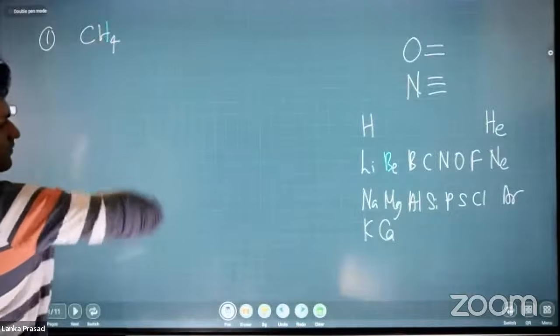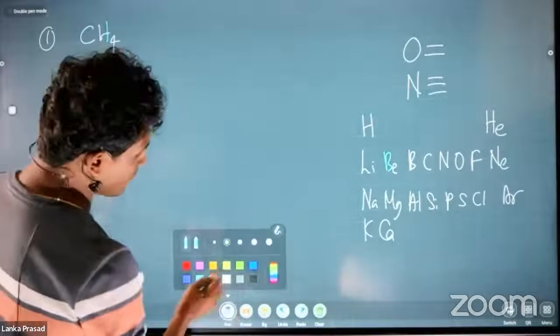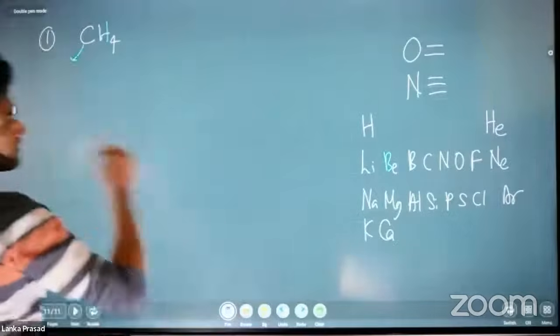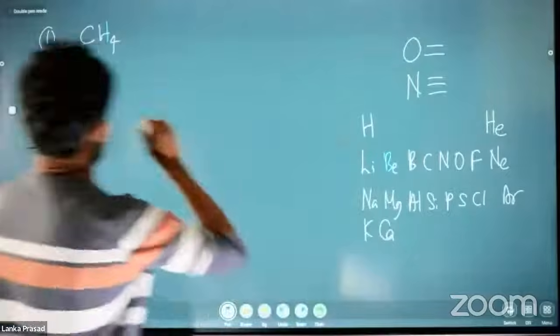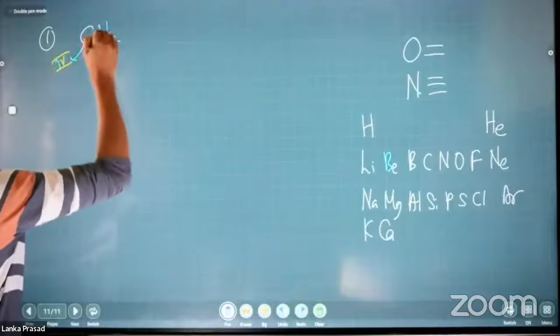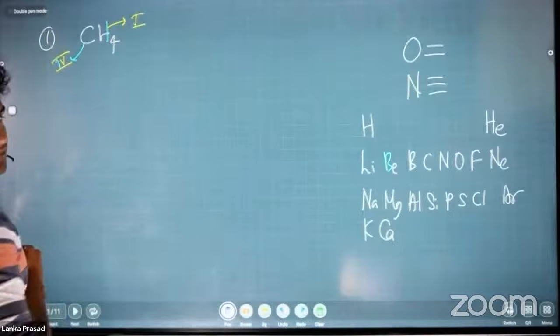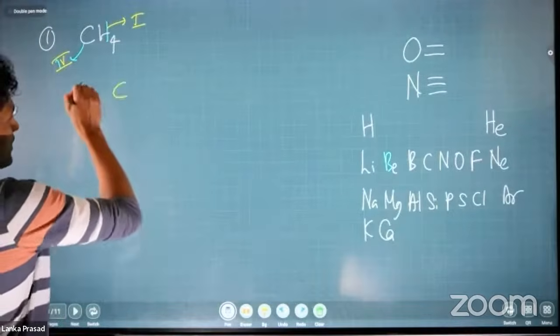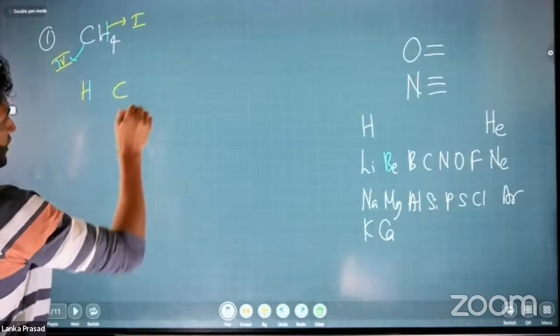CH4. First of all, you have to know about the groups of them. Carbon: 1, 2, 3, 4, fourth group. Hydrogen, first group. Then 1 carbon, hydrogen 4.